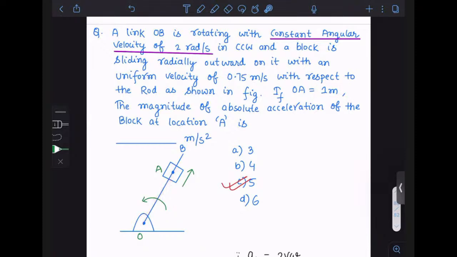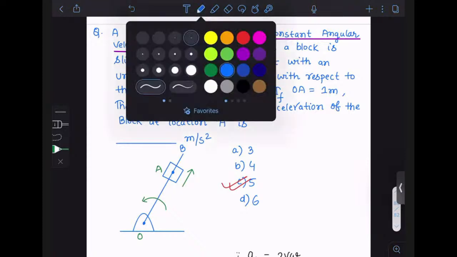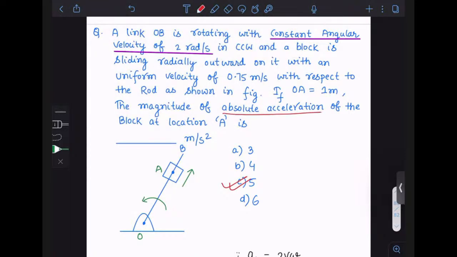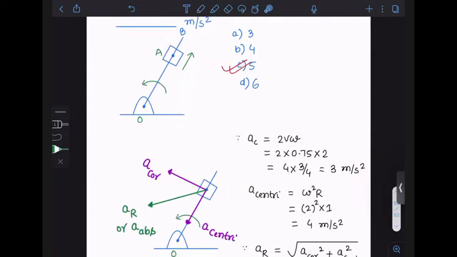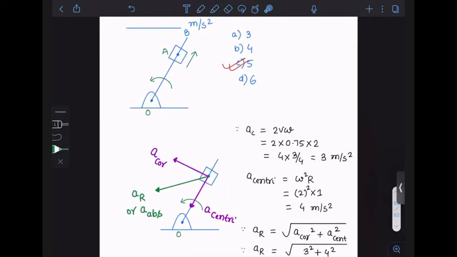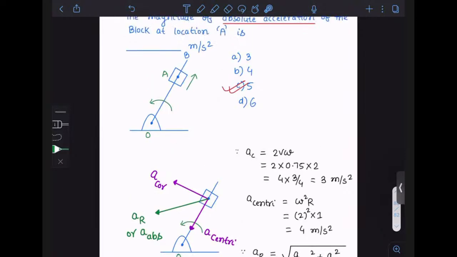What is the question? The magnitude of the absolute acceleration of the block. Absolute acceleration means net acceleration. Whenever a block is sliding on a rotating bar, we observe one acceleration called the Coriolis acceleration. It acts in this direction and is 2 v omega, which we calculated as 3 meter per second square.